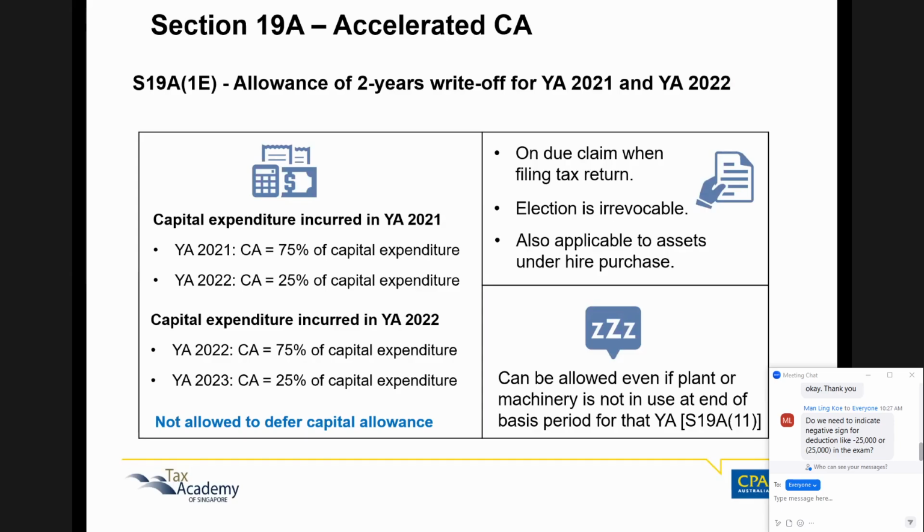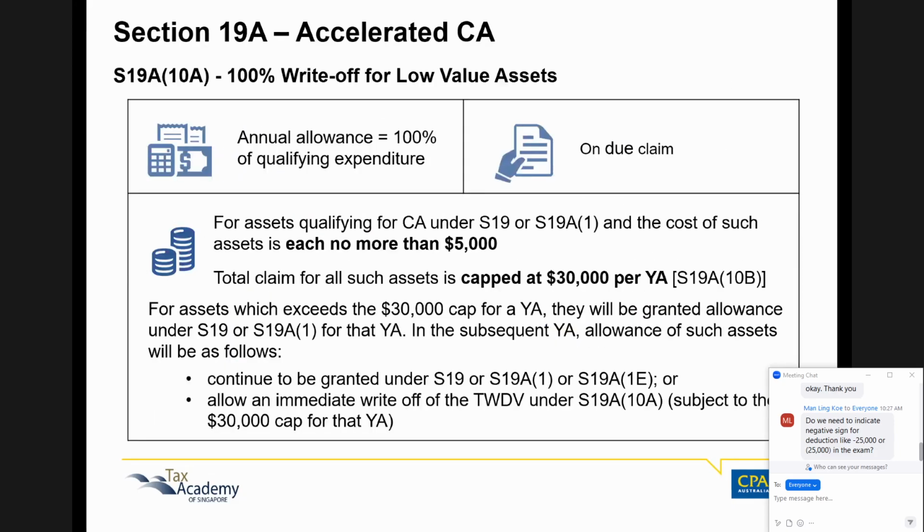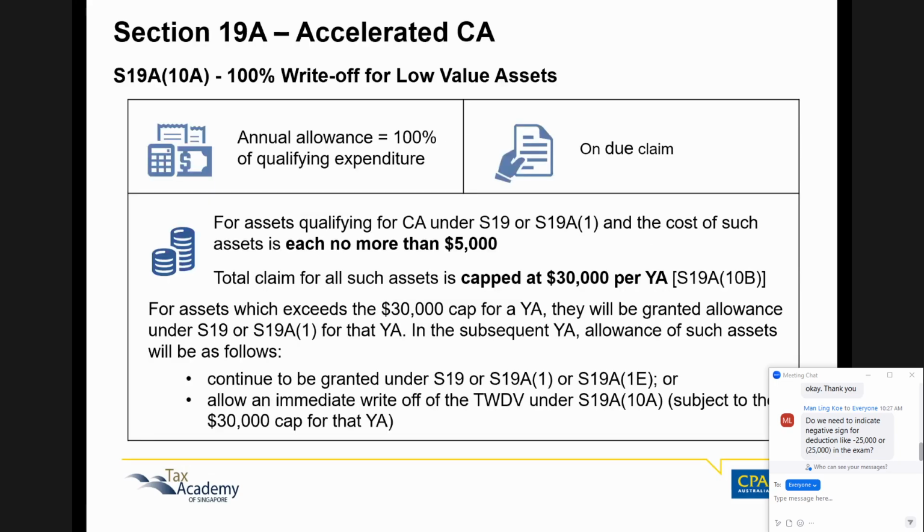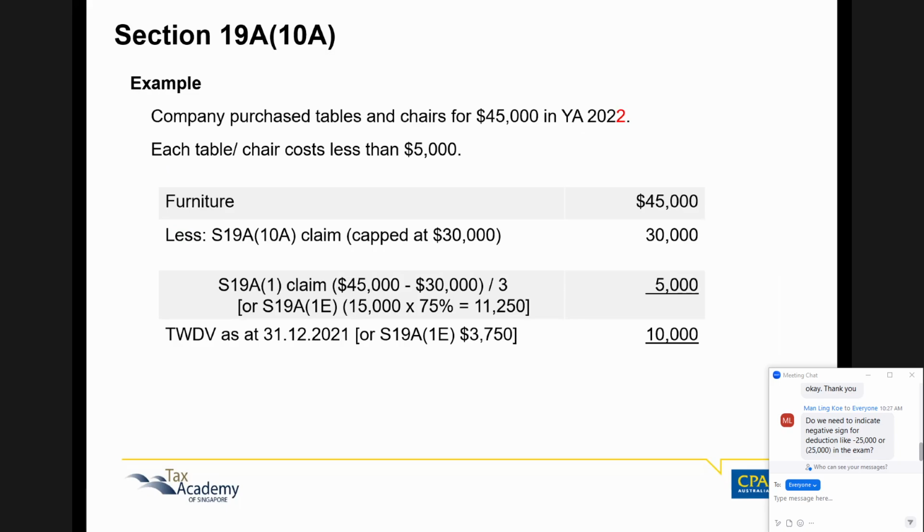This is what I'll do, or what you can do if, let's say, in the exams you are told you have to accelerate your claims, right? Okay. This is just an example on the CA claim for 10A.